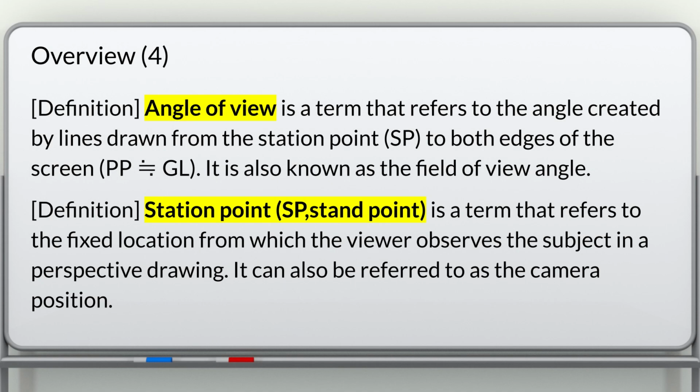Angle of view is a term that refers to the angle created by lines drawn from the station point to both edges of the screen. It is also known as the field of view angle. Station point is a term that refers to the fixed location from which the viewer observes the subject in a perspective drawing. It can also be referred to as the camera position.